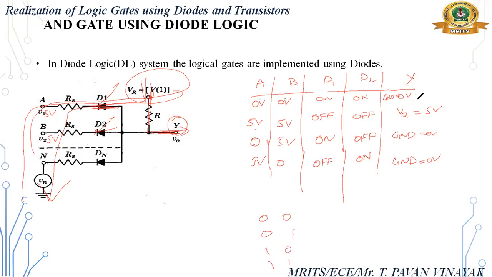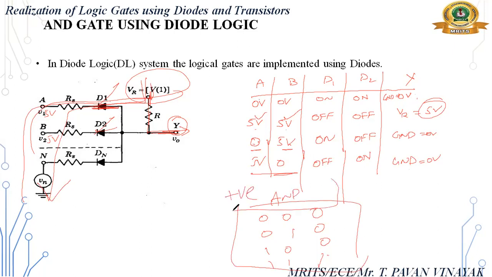For 0 0 it is 0. For 0 1 this is 0, this is 1, so it is 0. For 1 0 it is 0. For 1 1 it is 1, because 5 volts means high, 1. So this is the AND gate operation.